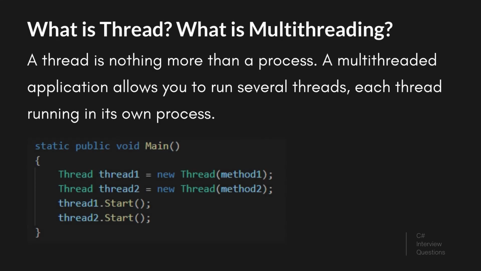What is thread and multithreading? A thread is nothing more than a process. A multi-threaded application can run on several threads. You can see an example of C# multithreading here.